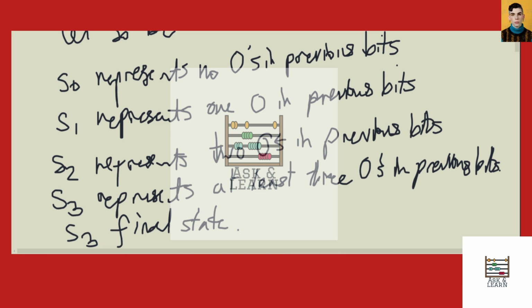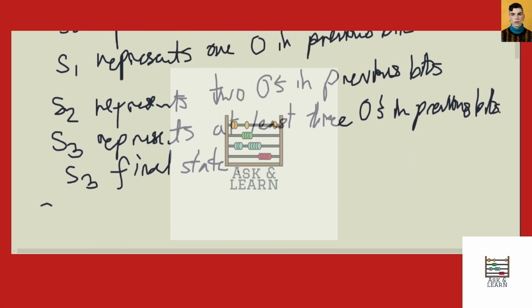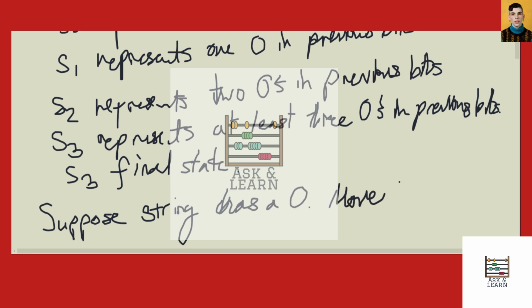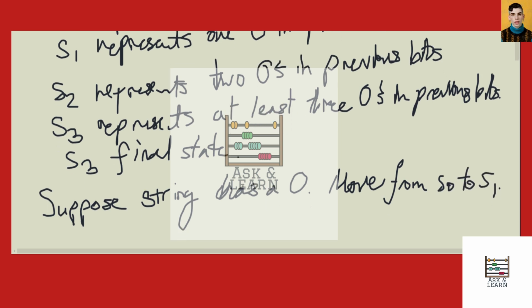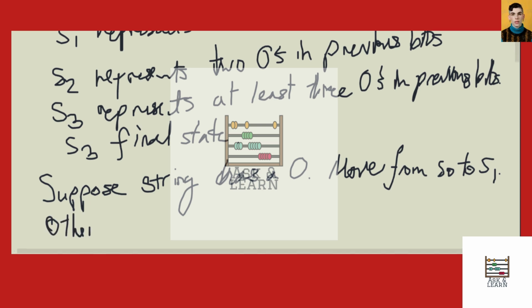Now let's think about the transitions. So suppose that we have a 0 in the string. Then we're going to move from start S0 to S1. Otherwise, if the string does not have any zeros, we're going to remain at S0.